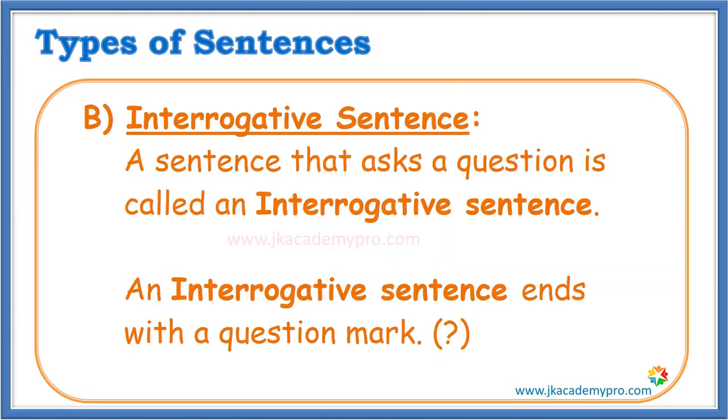The next type of sentence is an interrogative sentence. A sentence that asks a question is called an interrogative sentence. What this means is that any sentence that wants to know something is called an interrogative sentence. An interrogative sentence always ends with a question mark.